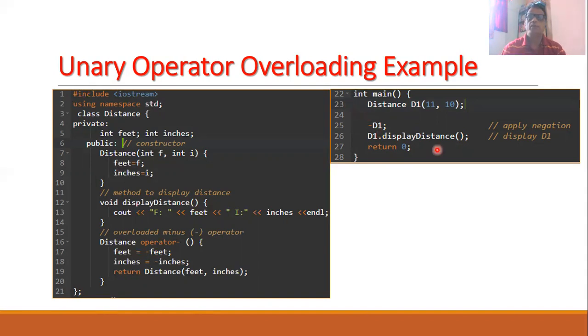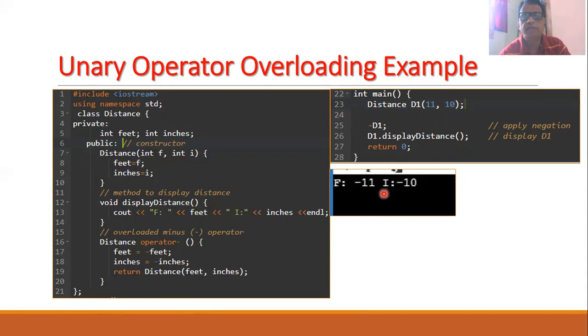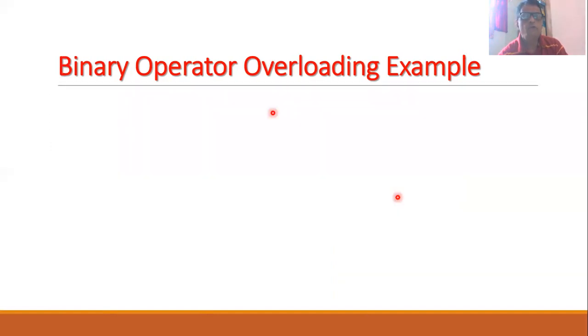So when you type such a program using any online C++ compiler, and when you run or execute this program, then you will get the output f is equal to minus 11, i is equal to minus 10. So initially you have passed the values feet is equal to 11 and inches is equal to 10, and they have been negated, and therefore you will get the output as f minus 11, i minus 10. Now we will go for another example, and in this example we will see how the binary operator can be overloaded.